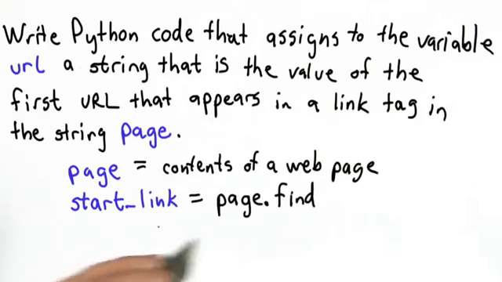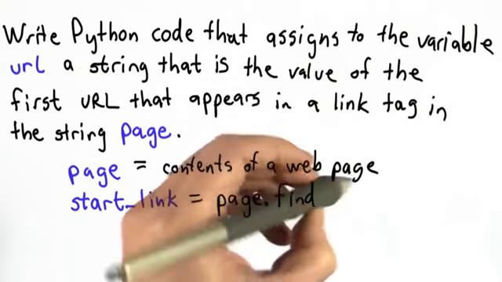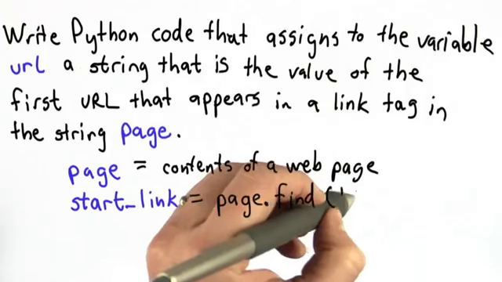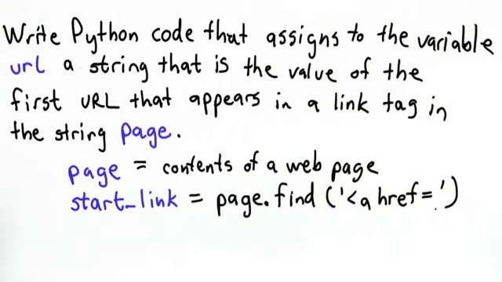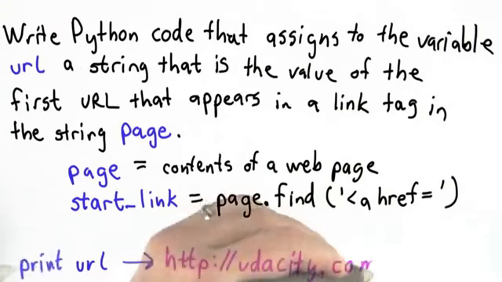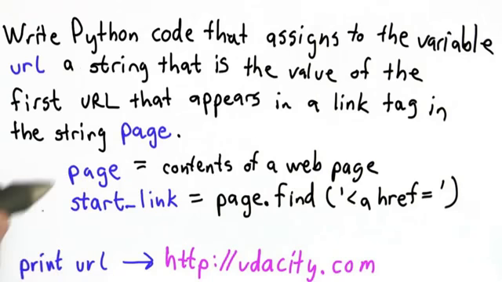We said start_link is the result of calling find on page, passing in the string a href equals. And your goal is to finish this code. So at the end of this code, the value of url is the first link on the page. And if you print the value of url and you've done all the code correctly, for the example that we provided, you should get the result http://udacity.com, which is the URL that finds the Udacity webpage.